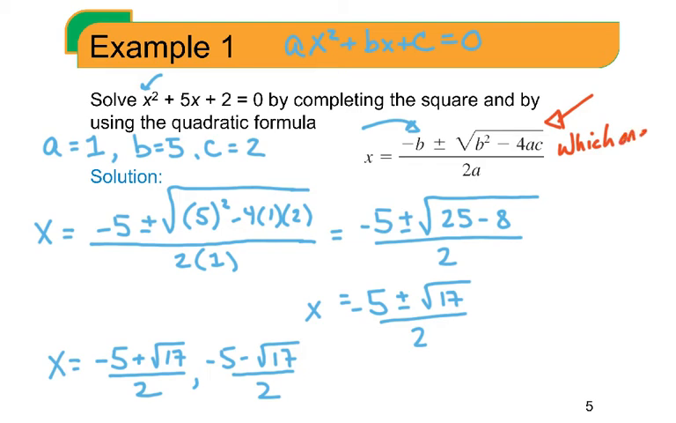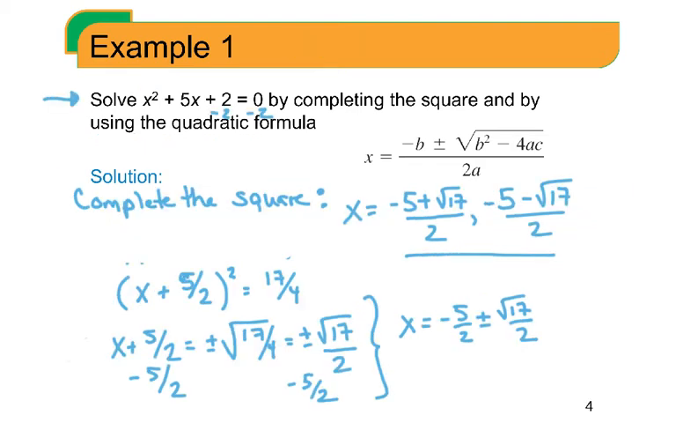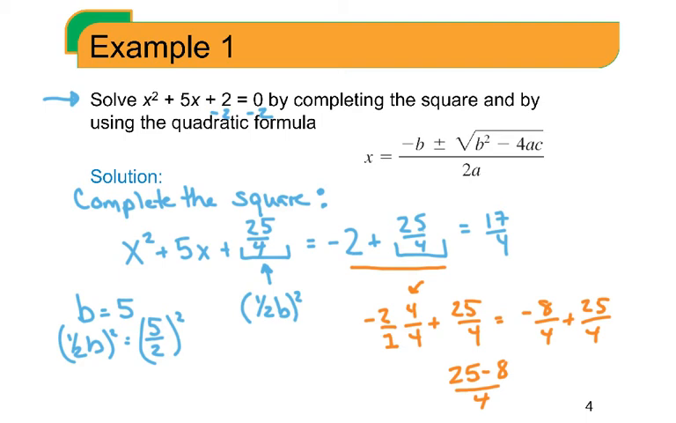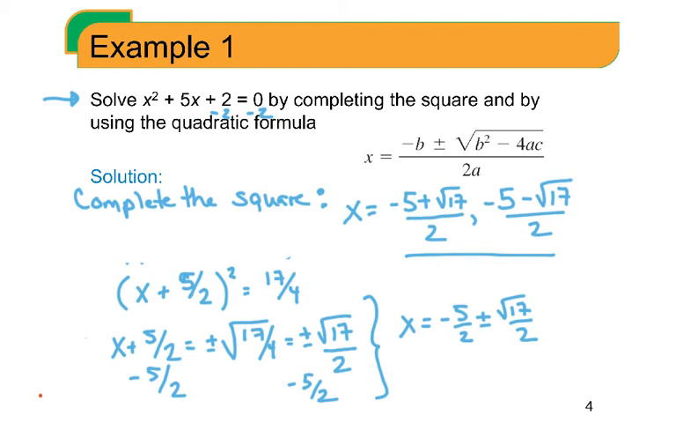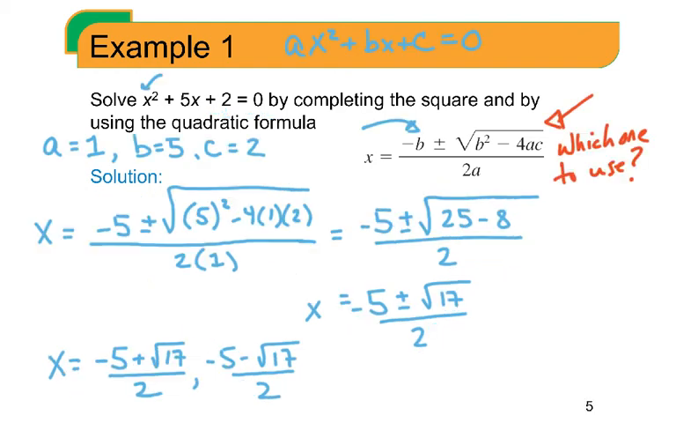Which one to use depends on the problem. What made this problem difficult with completing the square is that this was an odd number, and so when we divided it by 2, we got a fraction, and that always adds a little level of complexity to your problem, and it's not quite so quick. In this case, I think this was easier. The quadratic formula was the easiest one in this case, but sometimes it's just up to you.